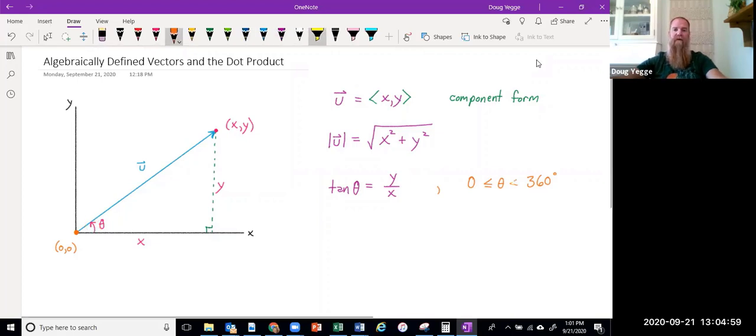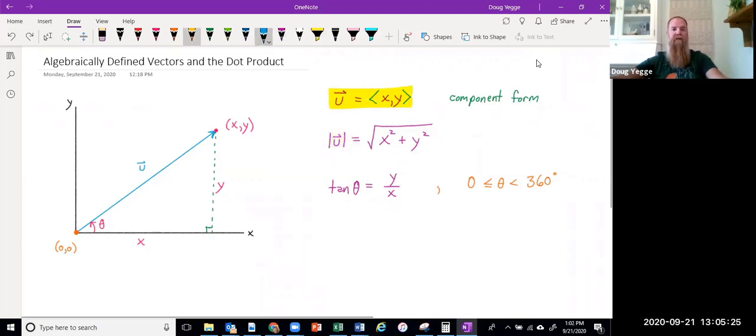So when we have component form of this vector, that's pretty helpful if we know the x and y coordinates, but a lot of times we don't know the x and y coordinates. Instead, oftentimes all we know is how long the vector is and what the direction angle is. So let's look at a couple of other relationships on this triangle.